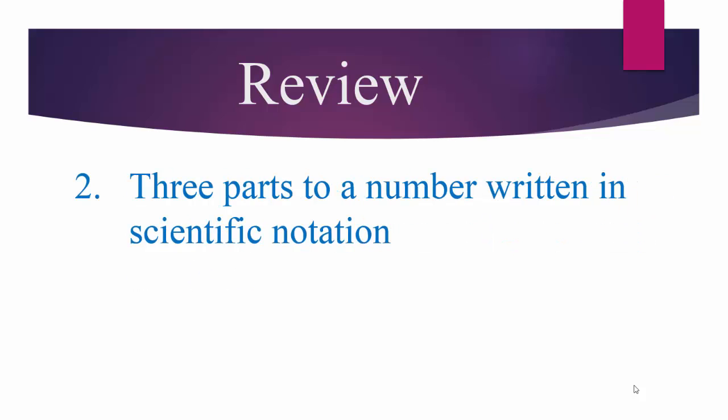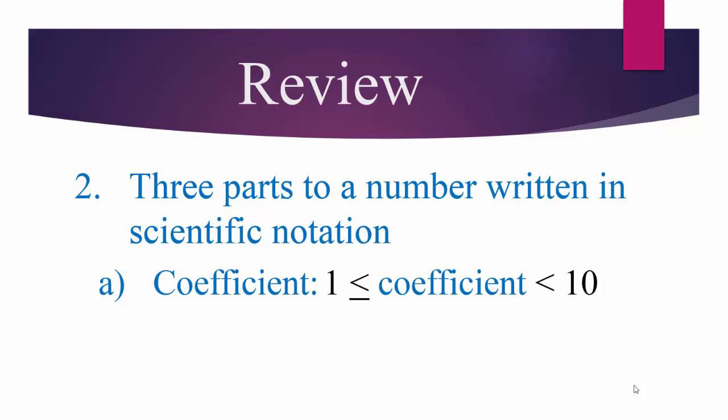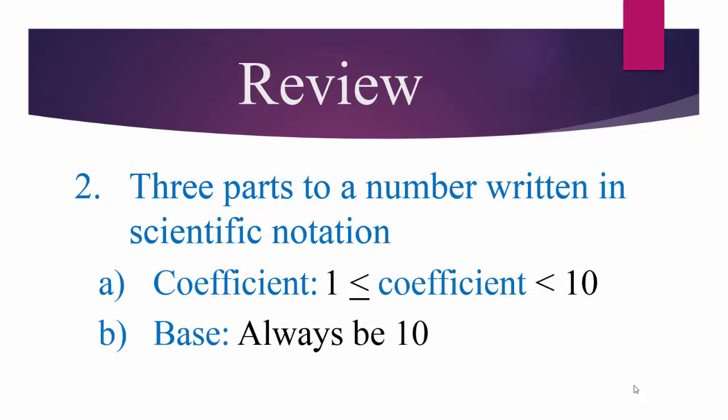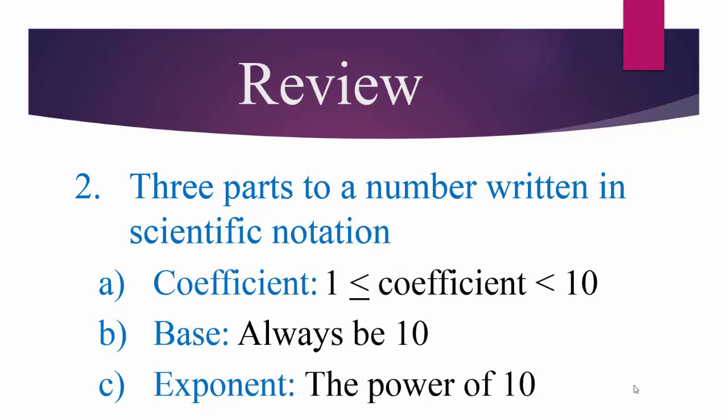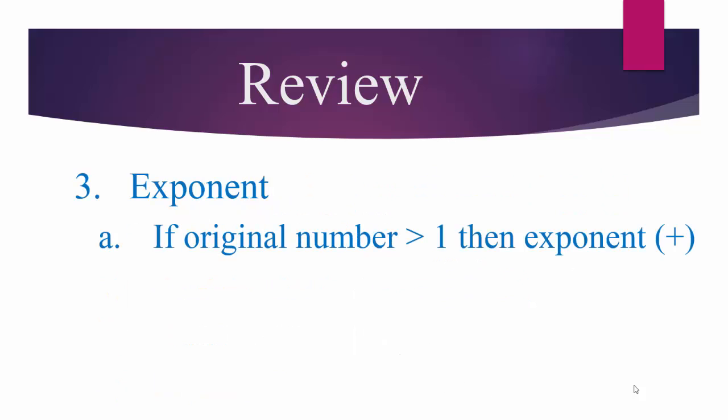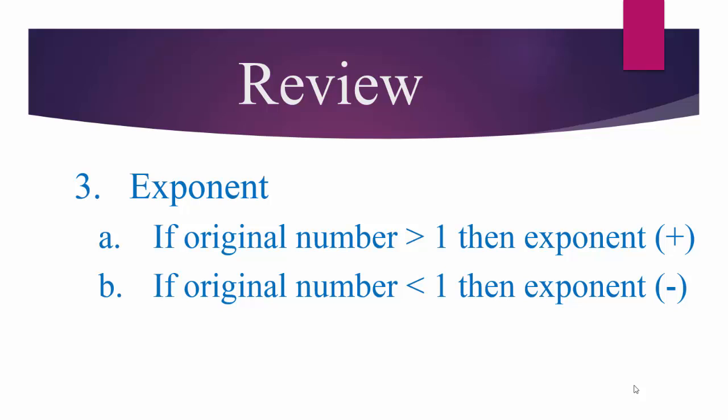There are 3 parts to a number written in scientific notation. There's the coefficient, which will always be between 1 and 10. The base, which in chemistry will always be 10. And the exponent, which is the power of 10 and can be either positive or negative. If the original number is greater than 1, that's when you have a positive exponent. If the original number is less than 1, then you have the negative exponent.